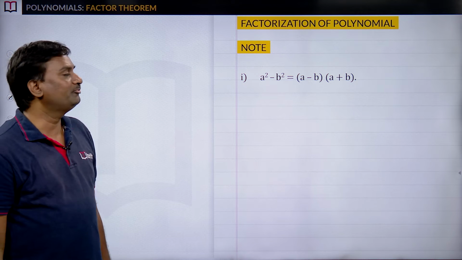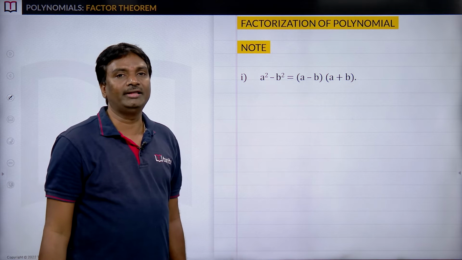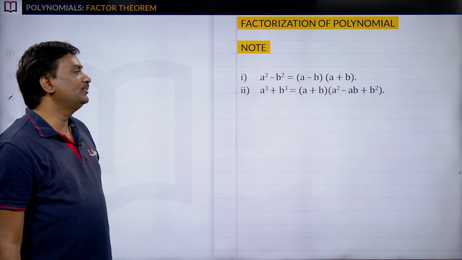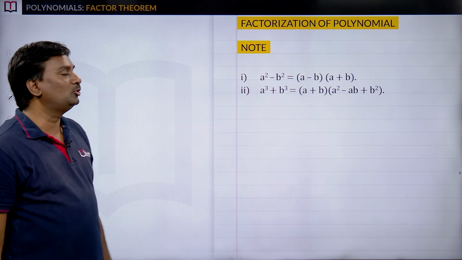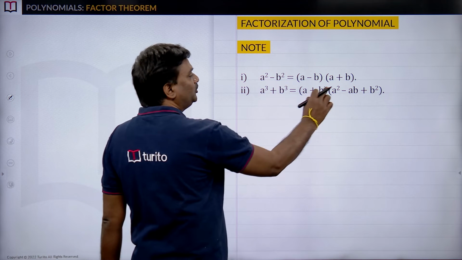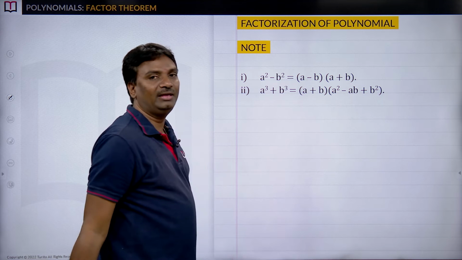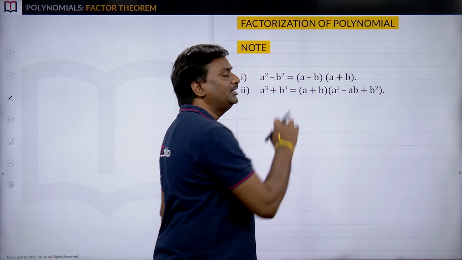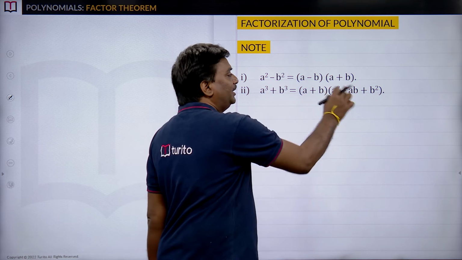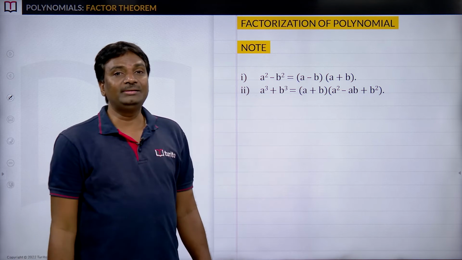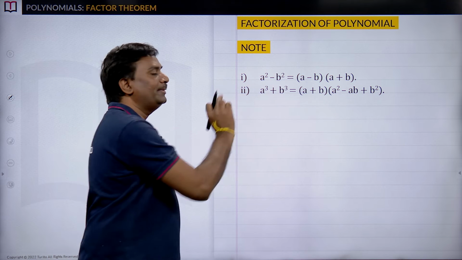a square minus b square equal to a minus b into a plus b. We already have this identity from 8th standard. Similarly, you can remember a cube plus b cube equal to a plus b into a square minus ab plus b square. a into a square is a cube, a into minus ab is minus a square b, a into b square is ab square, plus b into a square is a square b, b into minus ab is minus ab square, b into b square is b cube. By simplifying that, we will get a cube plus b cube.